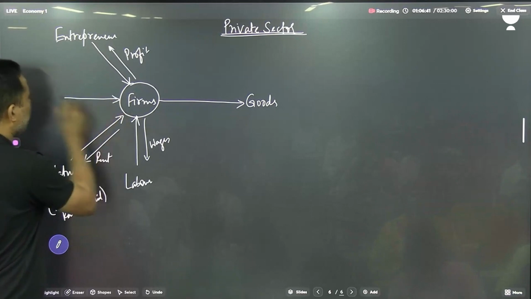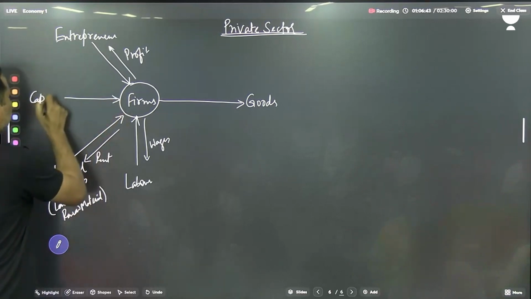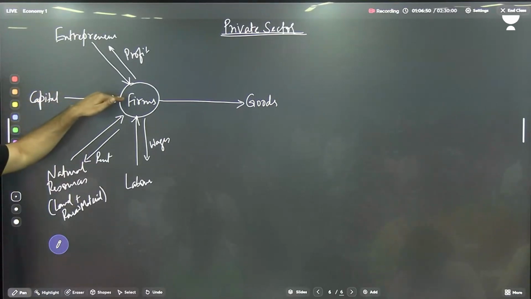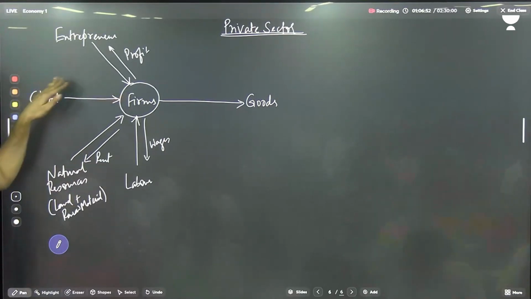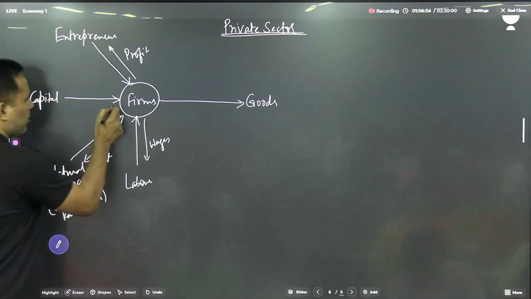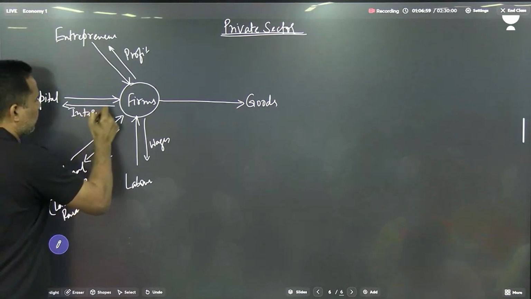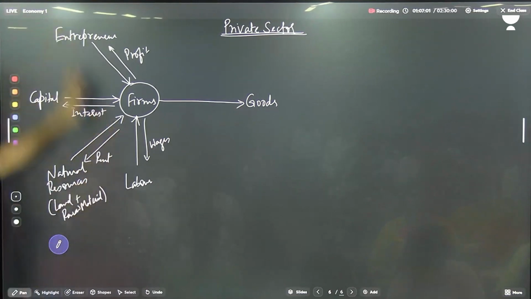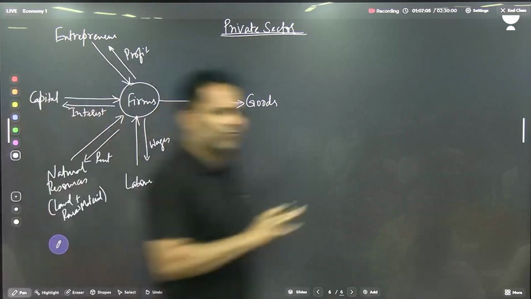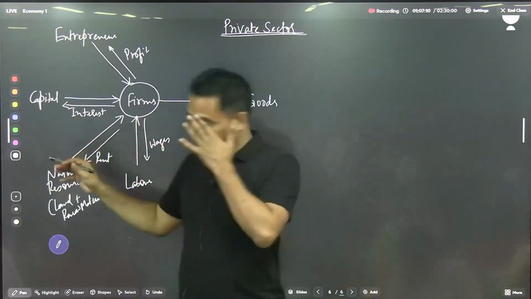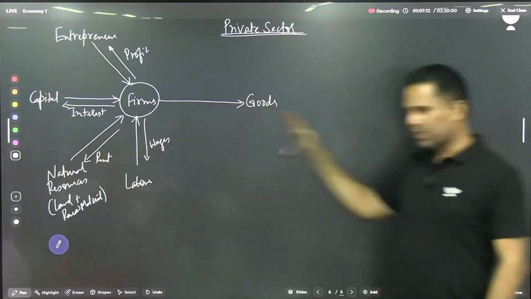And the other important input is capital. Capital is also an input for the firm. Capital is an input for the firm. And whatever in return is paid is called interest. So, entrepreneur you understand, labor you understand, natural resource you understand. Let us discuss in detail about the capital, a very important term of economics, that is called capital. So this diagram will extend here.